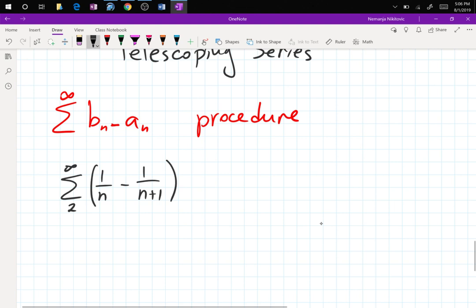I recognize that this is a telescoping series because there is a subtraction between the two parts. And what I'm going to do now is break this into kind of two parts.